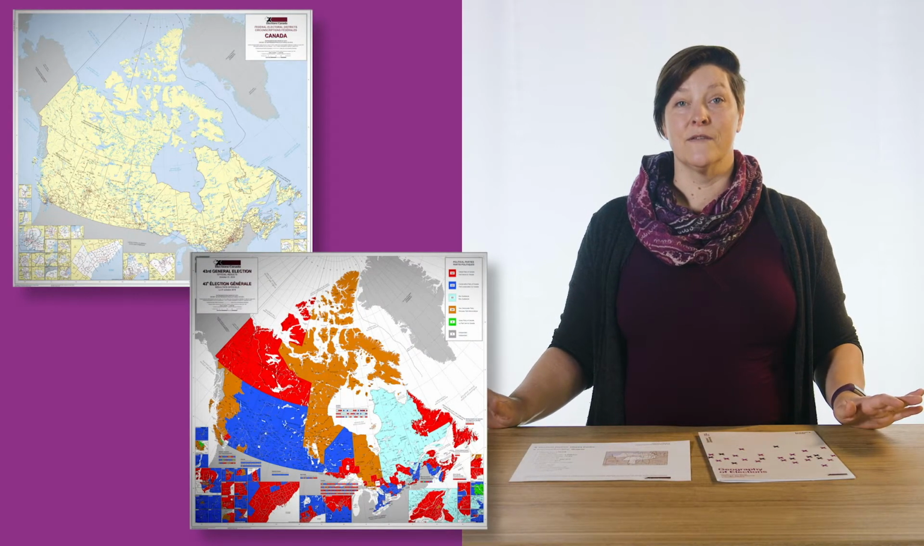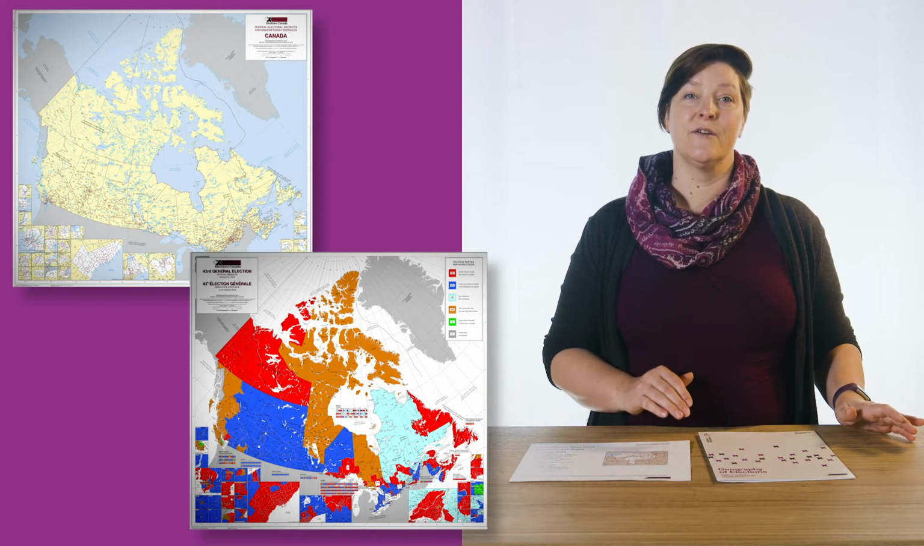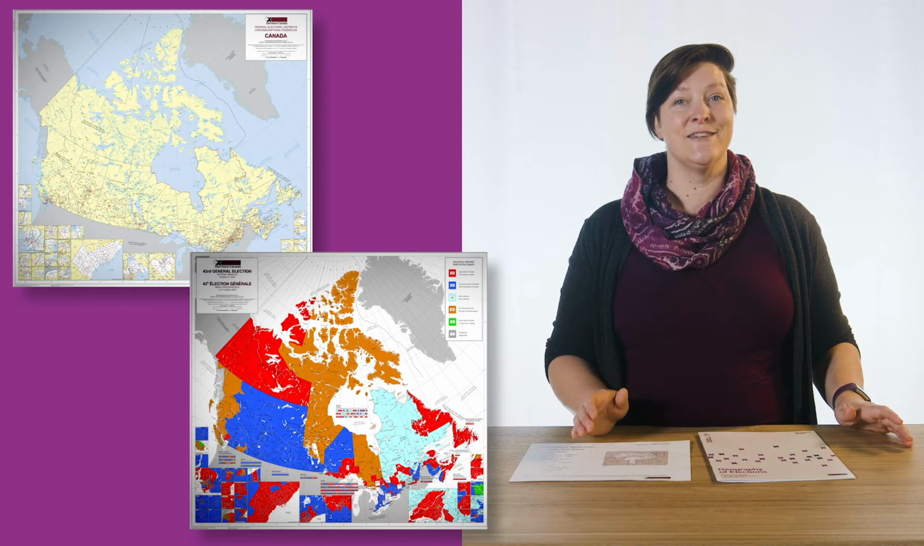To start the activity part of the lesson, examine the Federal Electoral Districts map and the map of the official results. You'll get both of these wall maps when you order the kit. The results map in particular is really engaging for both students and teachers.